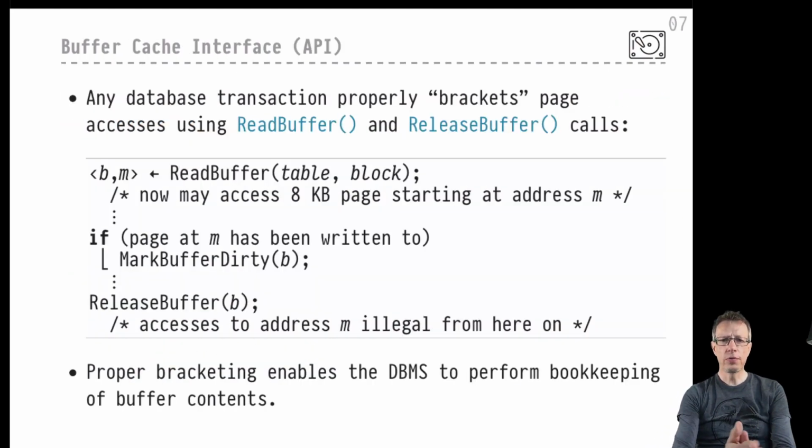So how would the rest of the system, how would PostgreSQL internally talk to that buffer cache? What would be the API, the application programming interface that PostgreSQL internally itself uses to talk to the buffer cache? The API is very narrow, very simple. We need only very few calls, very few methods to talk to the buffer cache.